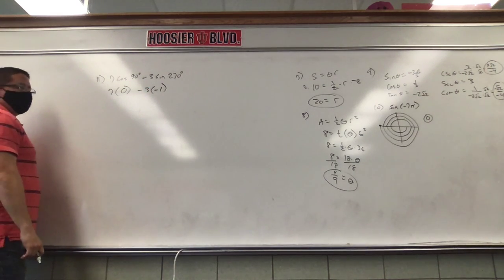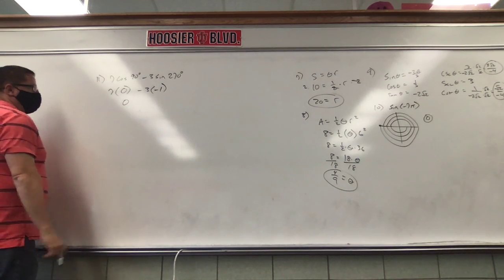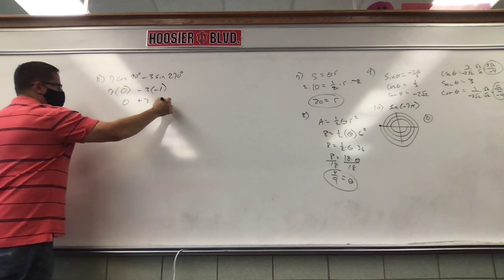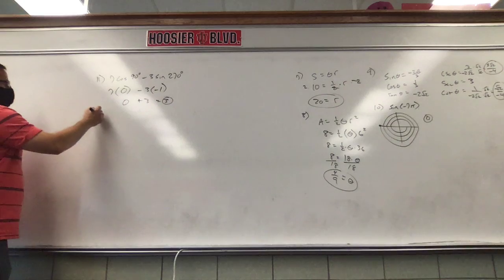So we just plug stuff in. 7 times 0 is 0. Negative 3 times negative 1 is positive 3. We're just looking at the unit circle.